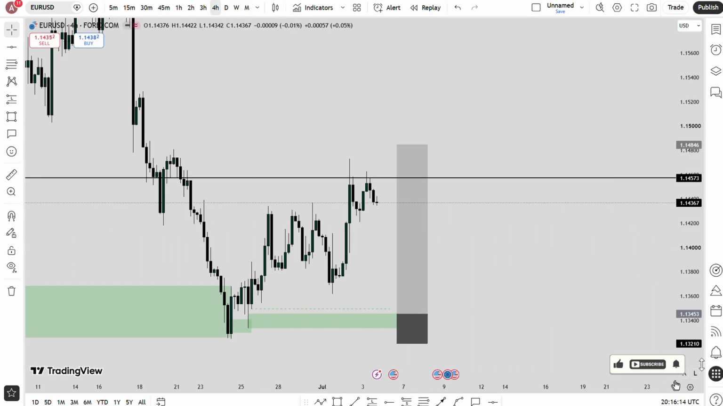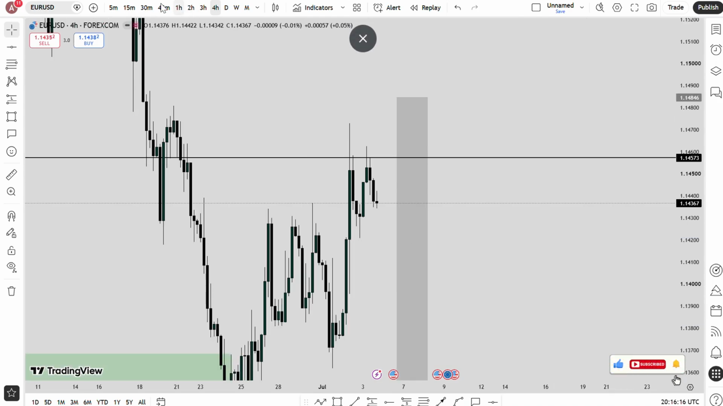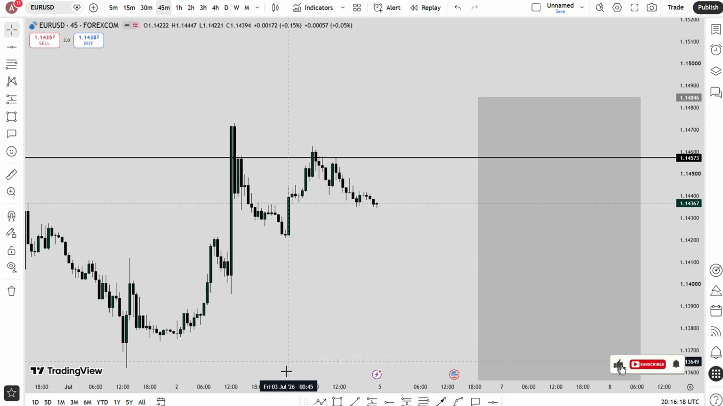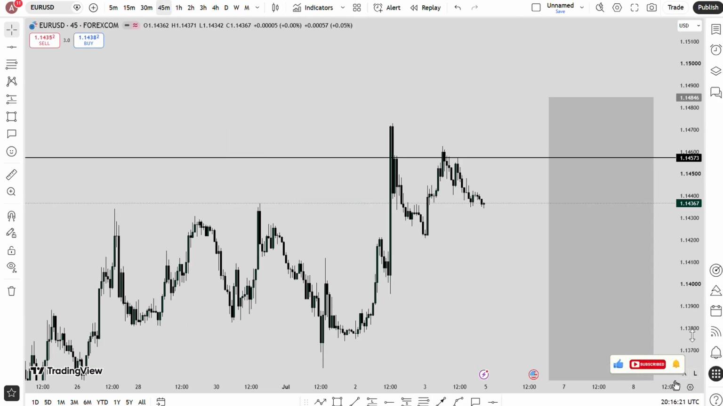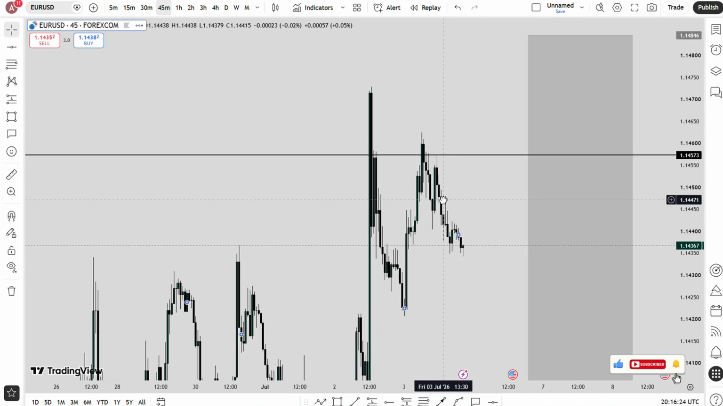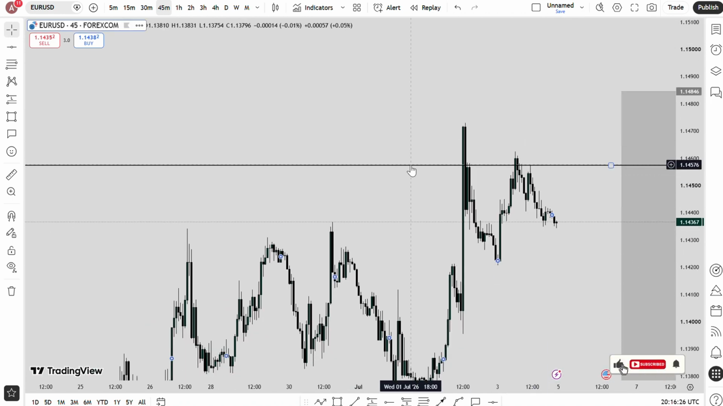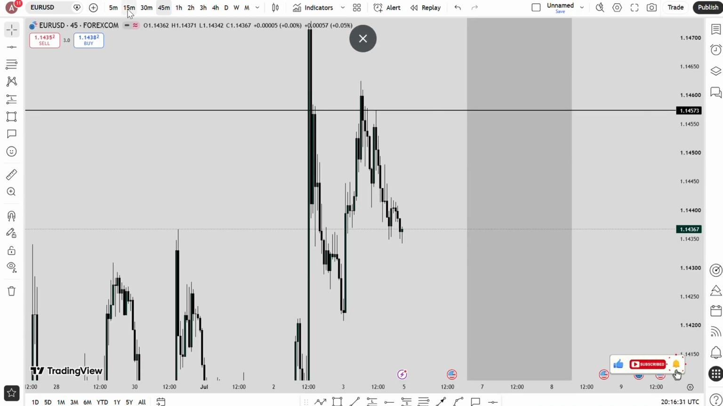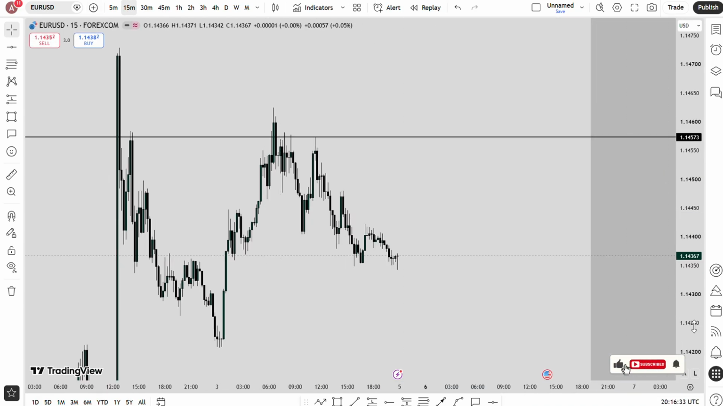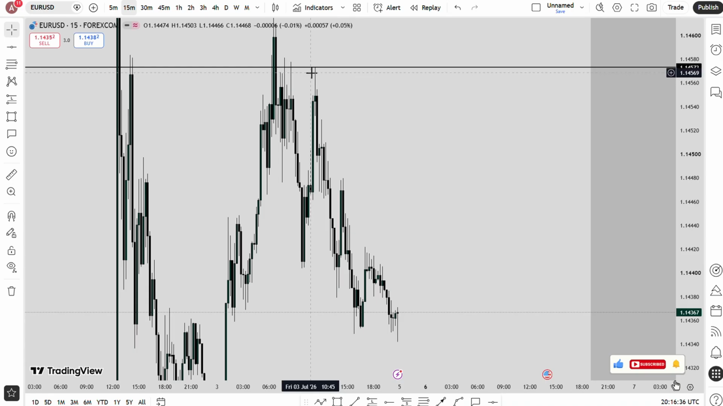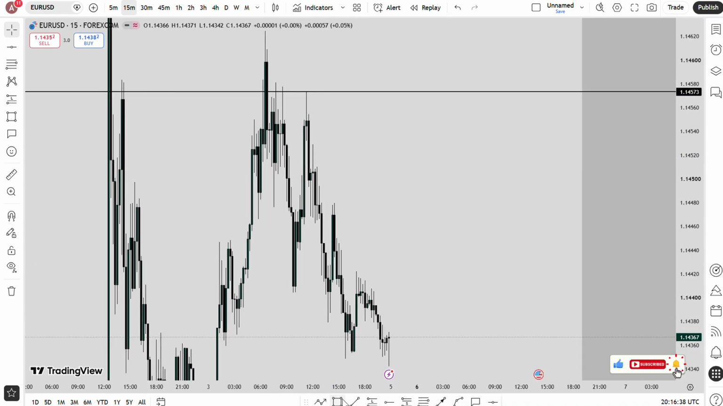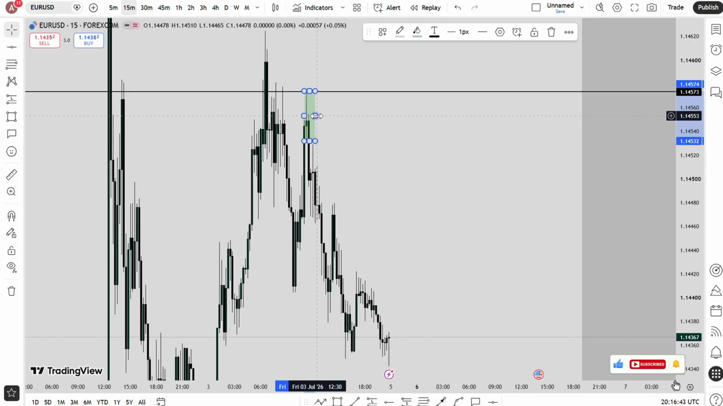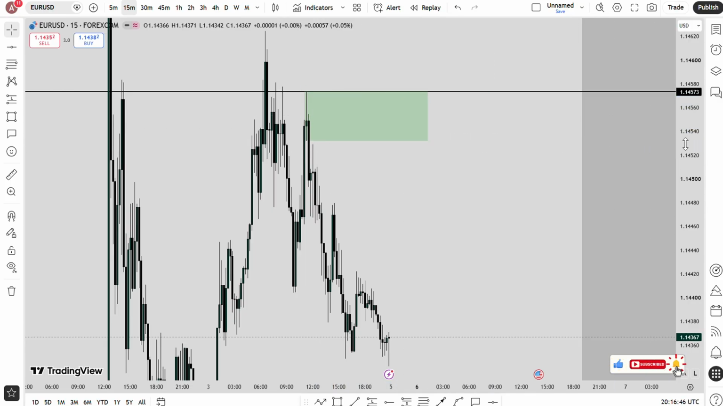So if you're selling now, you just have to be careful while selling. You go down to 15 minutes, look for your break of structure, inducement, and you can take your trade. Price already tested it, and let me just go down to the 15 minutes. So this is it. We already had a break, price tested it and moved on. So if you want to take any sell now, you can.